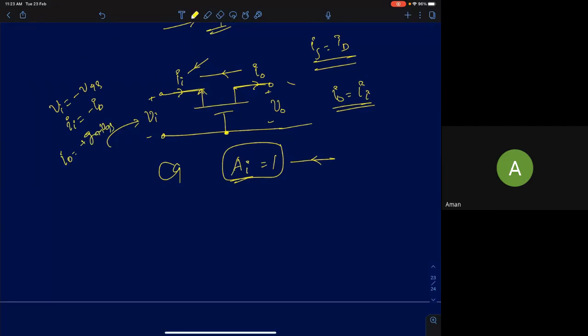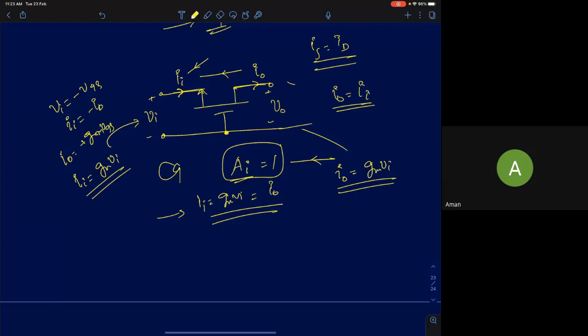And if I substitute ID as minus II, you get GM times VI. So II is in this direction. So II is simply GM times VI, which is also equal to I naught. So your I naught, the output current, is actually proportional to the input voltage. So yes, this will work as an amplifier, because for it to work as an amplifier, either the output current or voltage should change in proportion to the input voltage or input current. Either one of them should happen, and it's changing with respect to the input voltage.